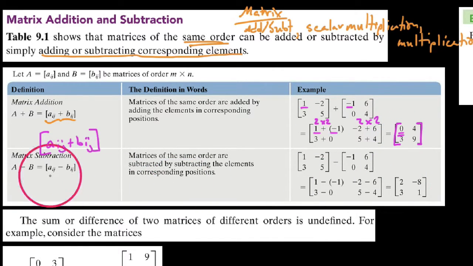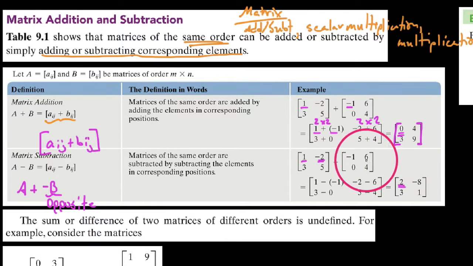One thing I do want to mention about subtraction is that often what we're going to see is that subtraction can also be written as A plus the opposite of B. I'm going to make a little note here. We haven't really discussed scalar multiplication yet, but I can tell you the opposite of B would just be the matrix full of all of the same elements of B, but we would make them their opposite. So we say that matrices of the same order are subtracted by subtracting the elements in corresponding positions. So in other words, we could see that 1 minus a negative 1 here, that's the same thing as 1 plus a positive 1. We would get a 2 here. How about a negative 2?